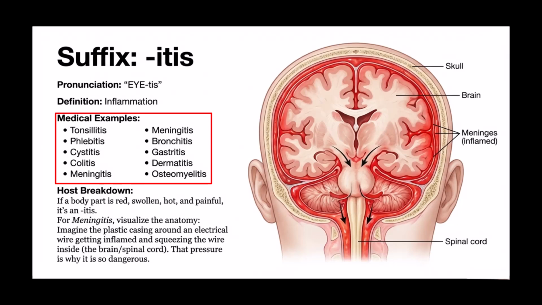Right, the protective membranes. Now, picture this. If you get inflammation on your arm, it can swell outwards. There's space. Sure. But the meninges are inside the skull, a rigid box.